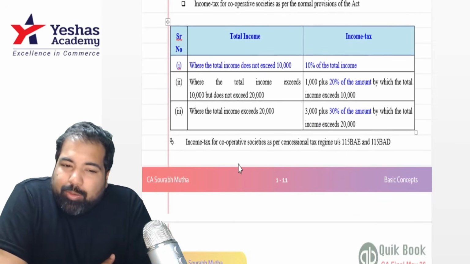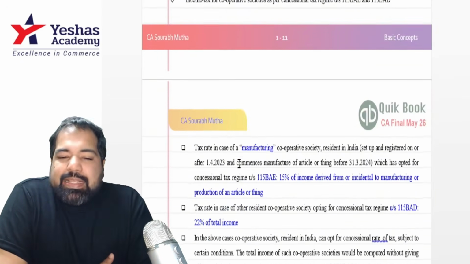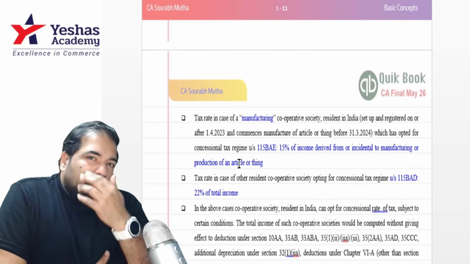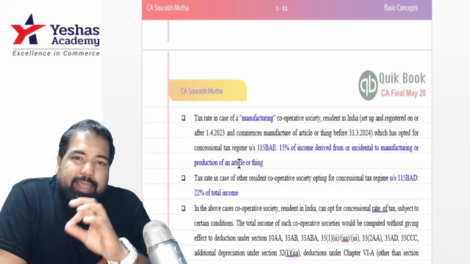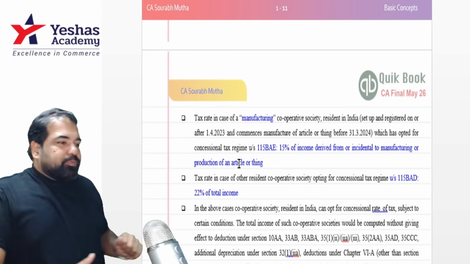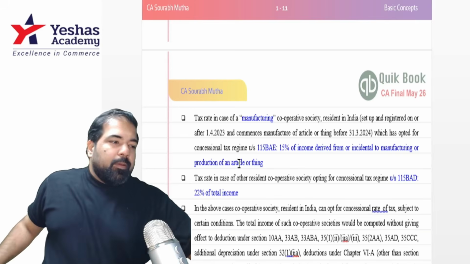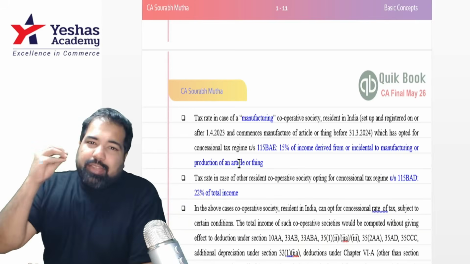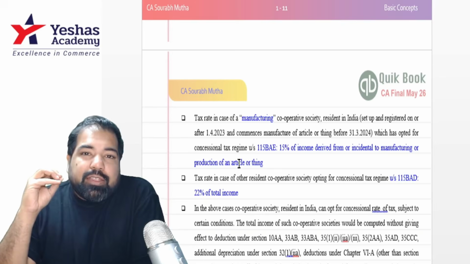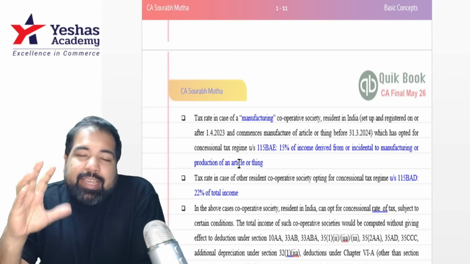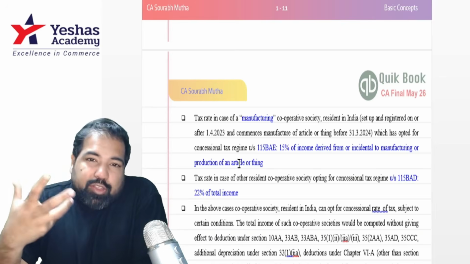This is basically for cooperative societies, but something new. If you're a cooperative society, the shortcut is "Bay is bad." Yes, that's the shortcut. What do you mean by Bay is bad? Just one second. Bay is bad basically is a shortcut. They say that if you're a cooperative society who does manufacturing, then listen guys, you are doing India proud by manufacturing in India.